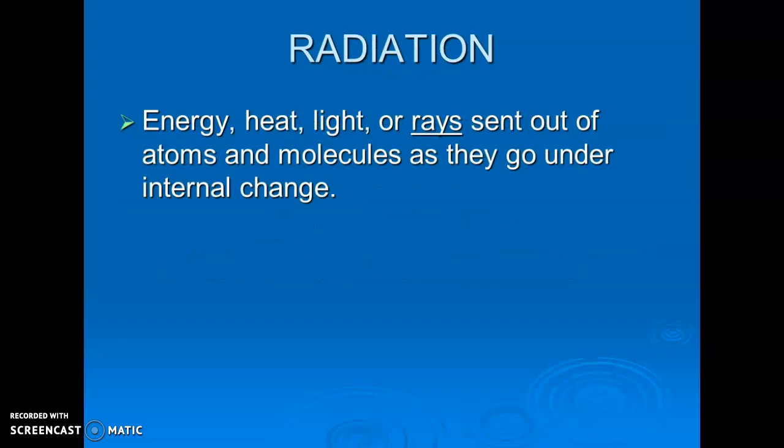You can't take a radiology class without at some point getting the definition of radiation. Radiation is just energy, heat, light, or rays that are sent out as molecules and atoms undergo internal change. So in our case, we're pulling out these electrons, and then they go across the cathode stream and slam into that tungsten target, and that's where that internal change begins.